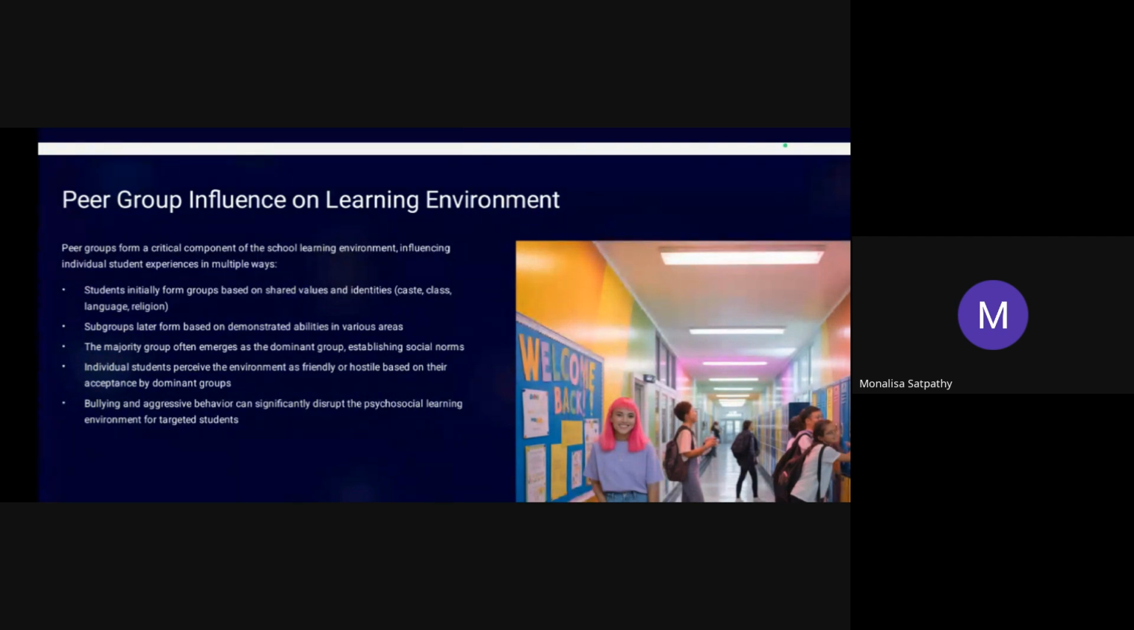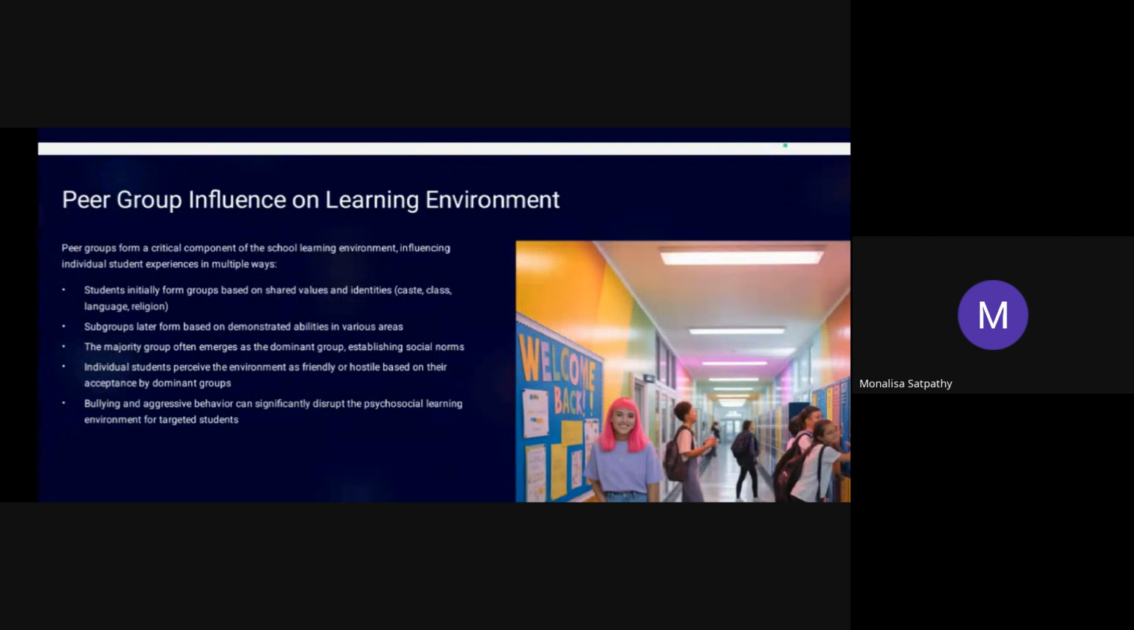Second thing, subgroups later form based on the demonstrated abilities in various areas, and also the majority group often emerges as the dominant group establishing the social norms. Then individual students perceive the environment as friendly or hostile based on their acceptance by the dominant group, and bullying and aggressive behavior can significantly disrupt the psychological learning environment for a targeted student.